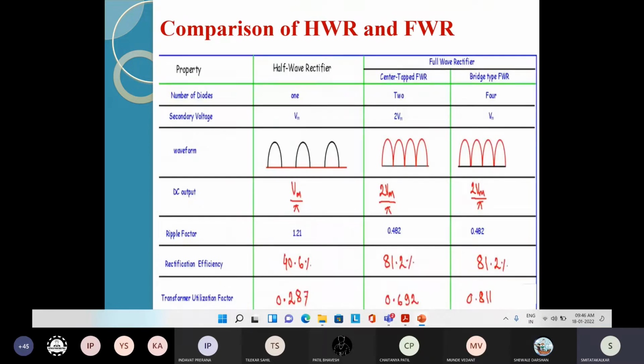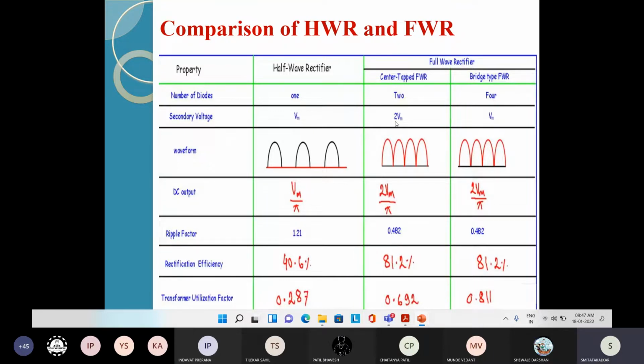Here is the comparison of the half wave rectifier and the full wave rectifier. You can see the number of diodes and the other parameters. The types are half wave, center tap, and bridge wave rectifier. The number of diodes required is half wave 1, center tap 2, and bridge 4. Secondary voltage is Vm, where M indicates maximum and V indicates voltage.